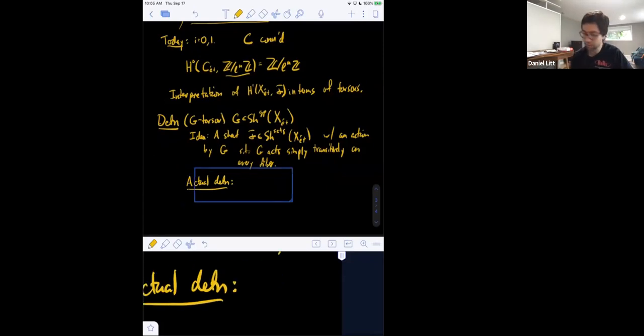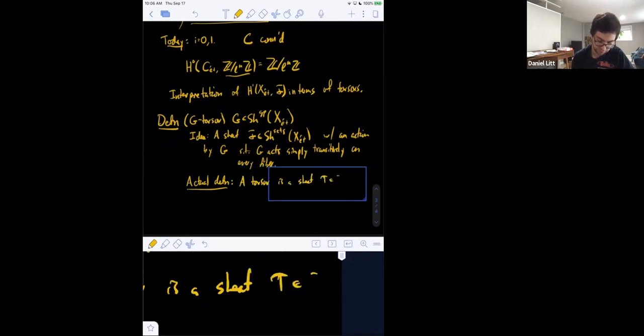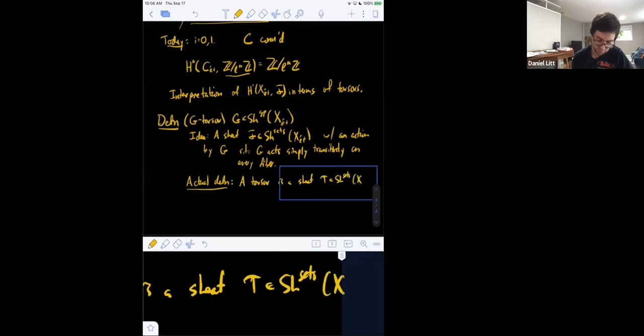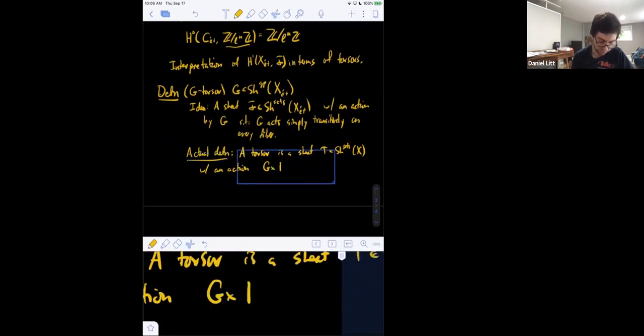So the actual definition is that a torsor is a sheaf T in sheaves of sets on X with an action. So far we're just doing the same as the idea definition, G times T to T. Do you want me to write out what an action is? A group action requires that acting by G on H times T is the same as acting via G times H times T. There are some commutative diagrams that have to be satisfied.